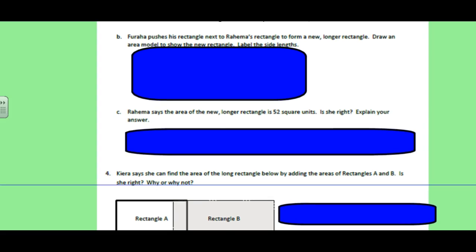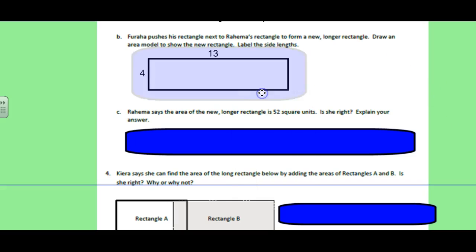So on part B, you're going to have to label the area model with the new side lengths of the new longer rectangle. Make sure you're just putting the numbers, since we don't know if it's centimeters or inches that we're working with. So whenever you're ready to check your answer for part B, you can push play.